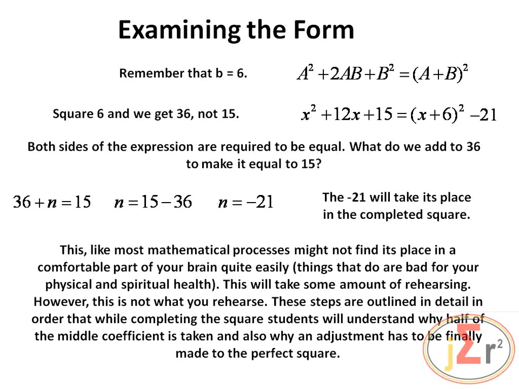These steps are outlined in detail so that while completing the square, students will understand why half of the middle coefficient is taken, and also why an adjustment has to be finally made to the perfect square. So you will not be doing this in completing the square, although students might take a tip from it, or approach it in the same way. But I think the way that I'm going to present is also a very good way that we can complete the square, and we'll see that in a minute.